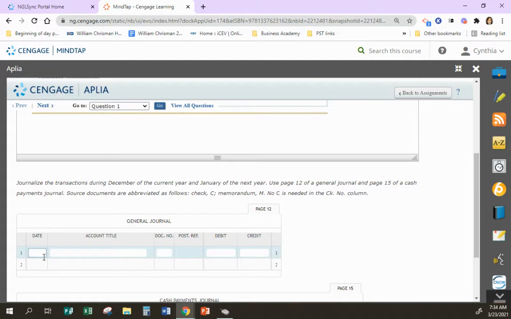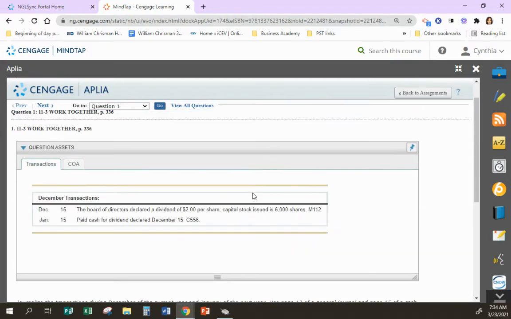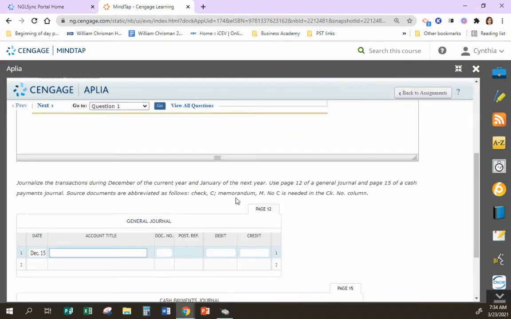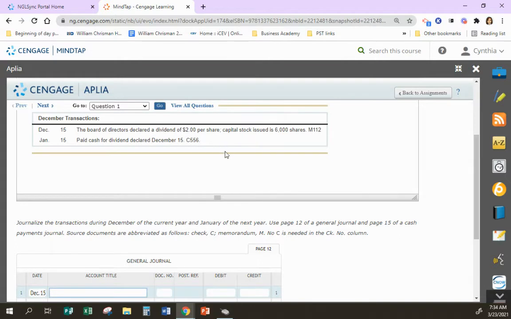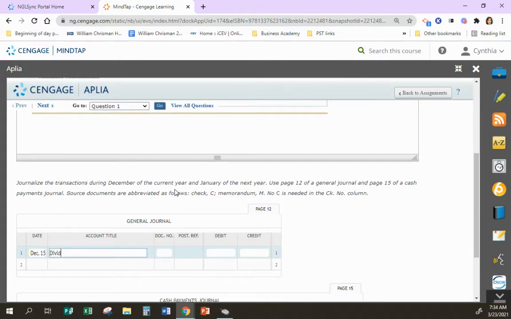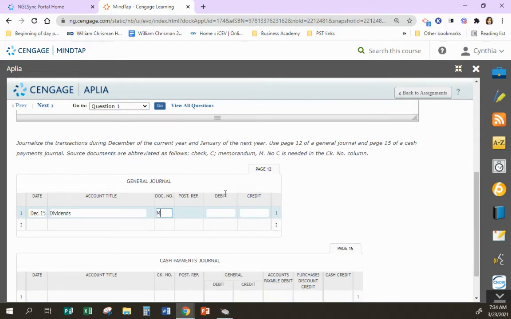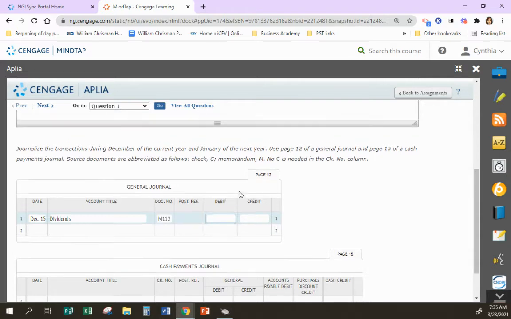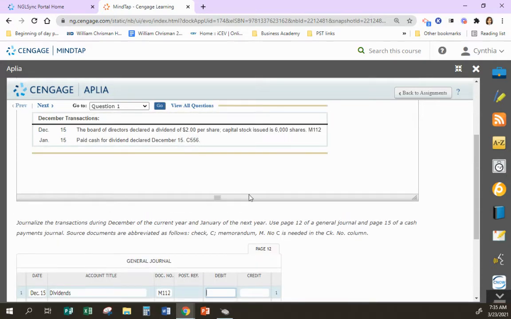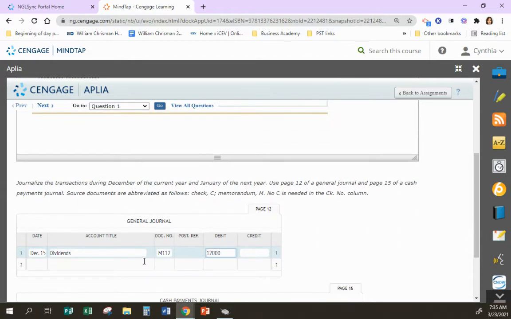So you're going to do your December 15th, sorry. And it's going to be dividends. Document number is M12, and you're going to take the $2 per share times the number of shares, so $12,000, and then the credit is dividends payable. It's going to be that one.